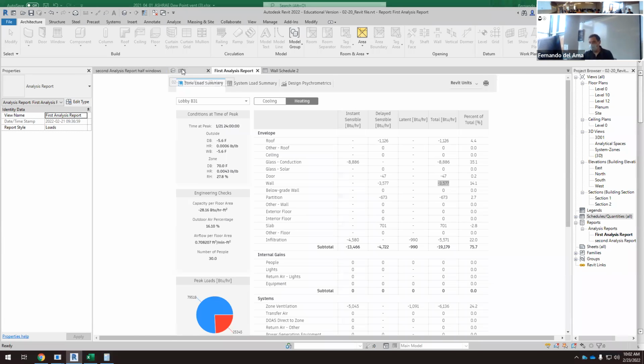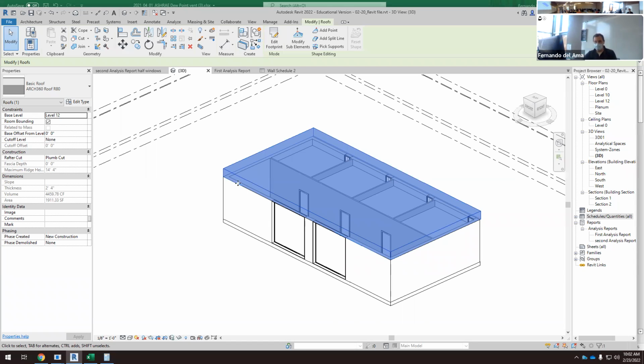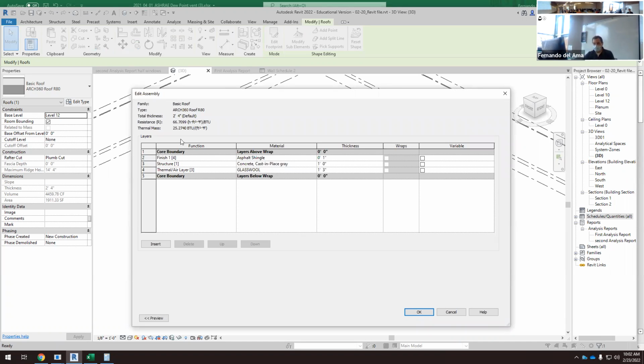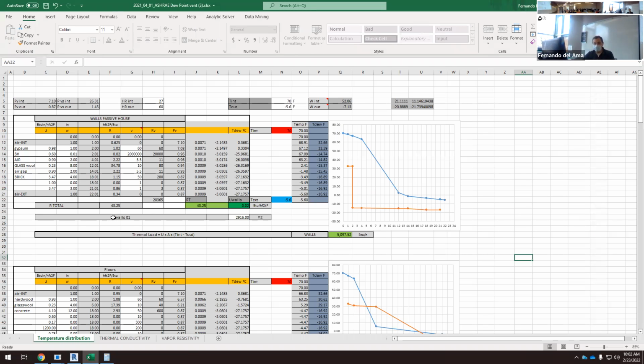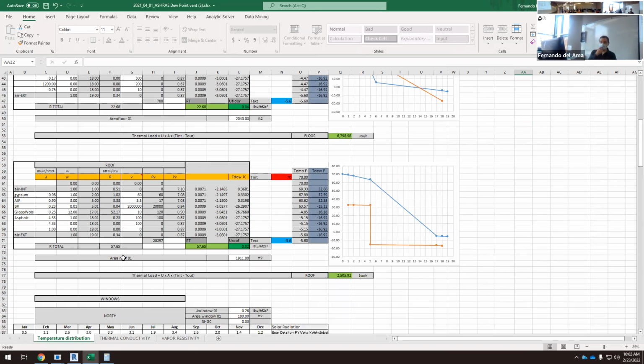Okay, because in REVIT, what are the R values in REVIT? Let's find out. So here, I select the roof, I edit type, and what's the R value in REVIT? It's 66. And what about the roof R value in the Excel file? It's 57. Okay, so that's a reason. We have to check that. We have less thermal loads in REVIT because the R value is different.